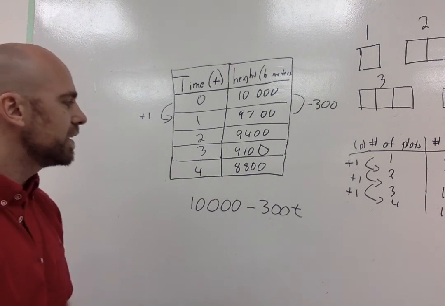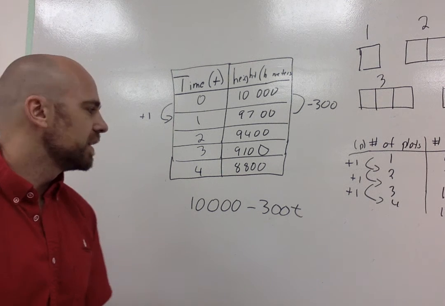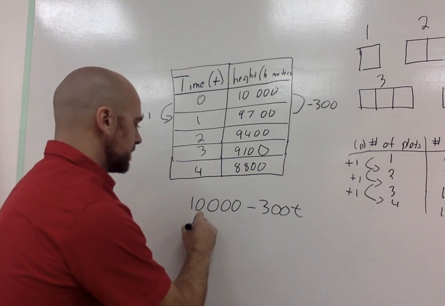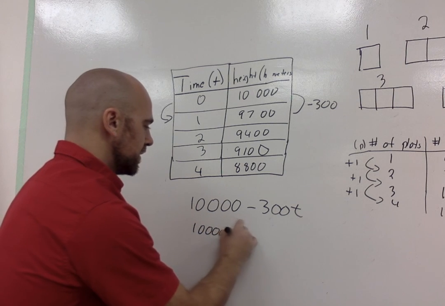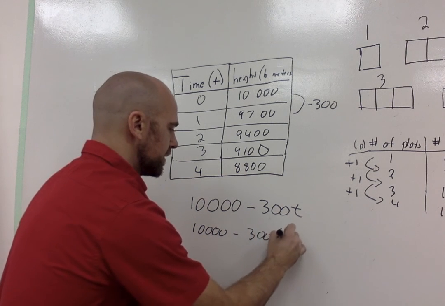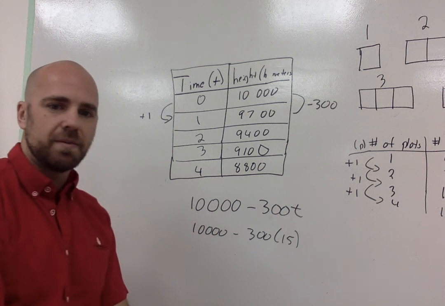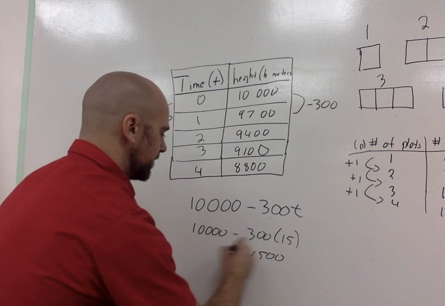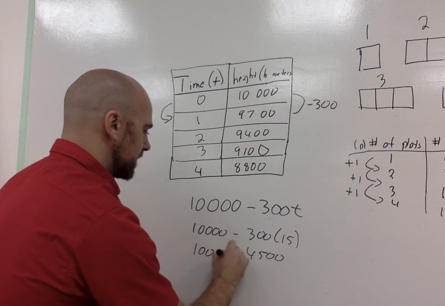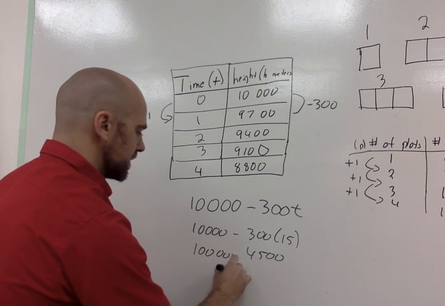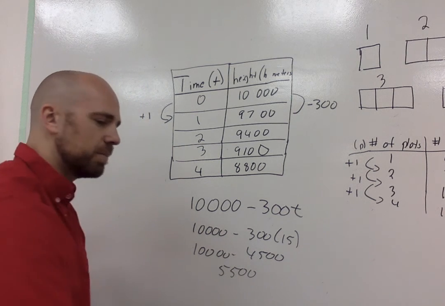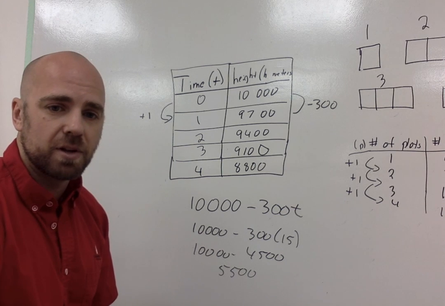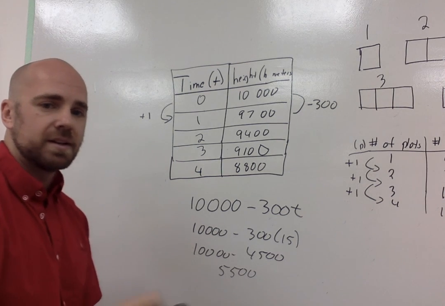If we wanted to find out what it might be at 15 minutes, we would put 15 in here. So we would say 10,000 minus 300 times 15. 300 times 15 is going to give us 4,500. So we're subtracting that from our 10,000, which would give us 5,500 meters above ground. So after 15 minutes, we'd be about halfway to landing.